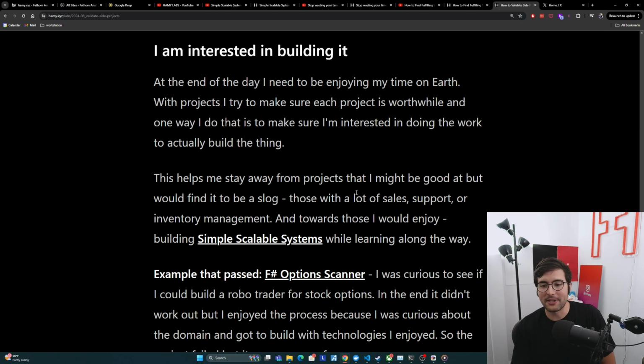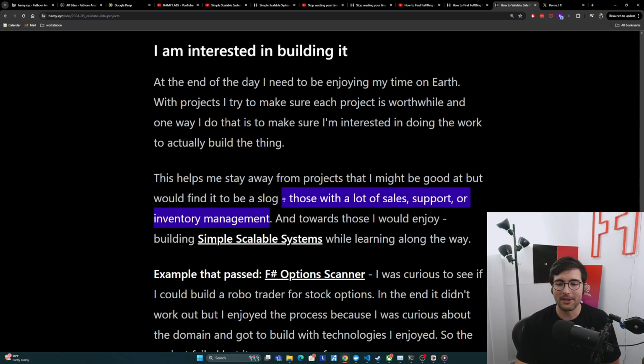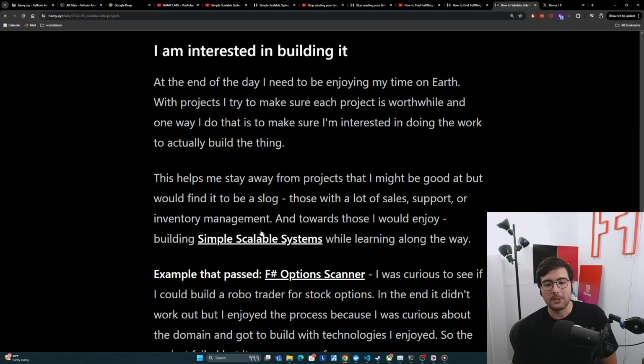For me, this is often a lot of things with sales or support or inventory management or manual labor or any of those things. I just don't find that stuff fun, and that's something I've learned about myself, and I just have to accept that. And instead go towards those things that I would enjoy. And really that's just building these simple scalable systems while learning along the way.